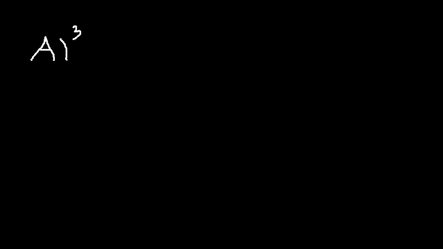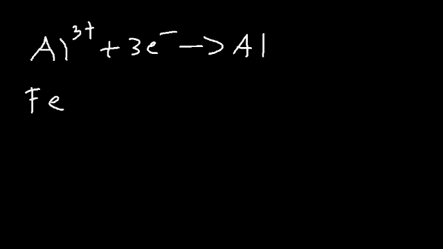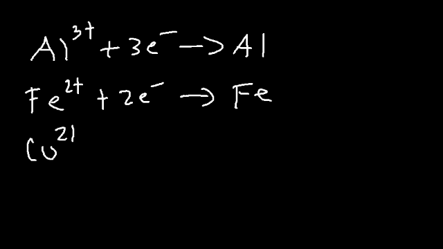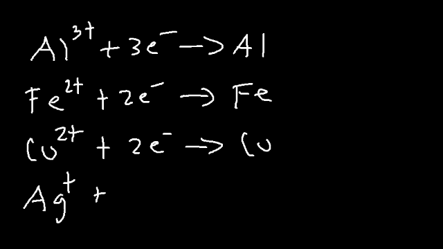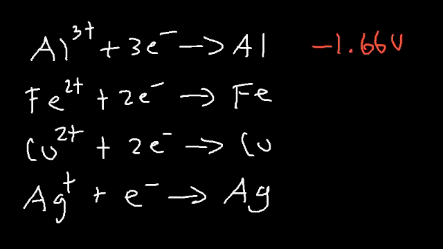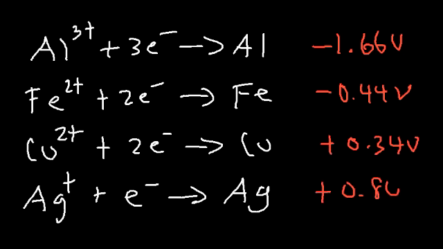Consider these 4 standard reduction potentials. Now, what I want you to think about while I write these reactions, I want you to identify which species is the strongest reducing agent and which one is the strongest oxidizing agent. Now, the standard reduction potential for aluminum is negative 1.66 volts. For Fe, it's about negative 0.44, I believe, somewhere around there. For copper, it's positive 0.34, and for silver, it's about 0.80 volts.